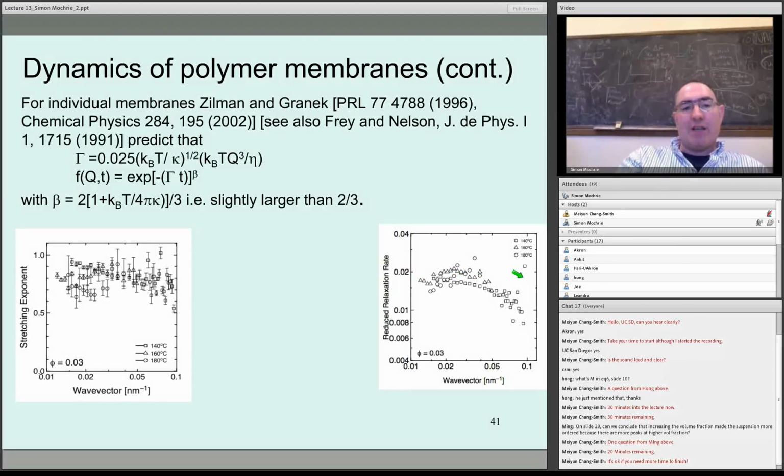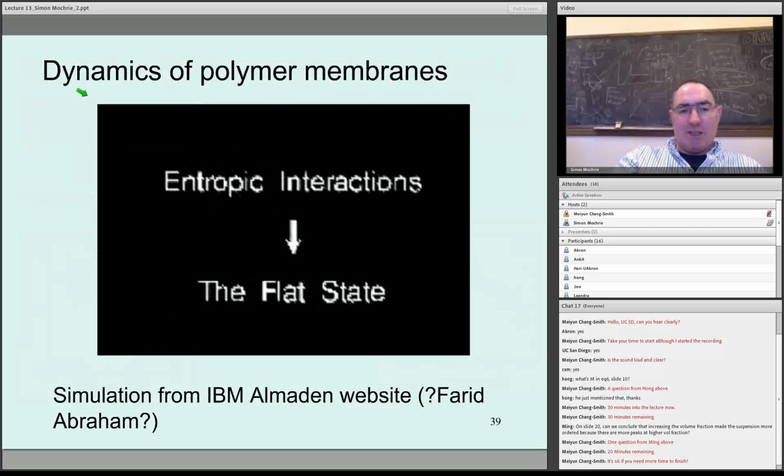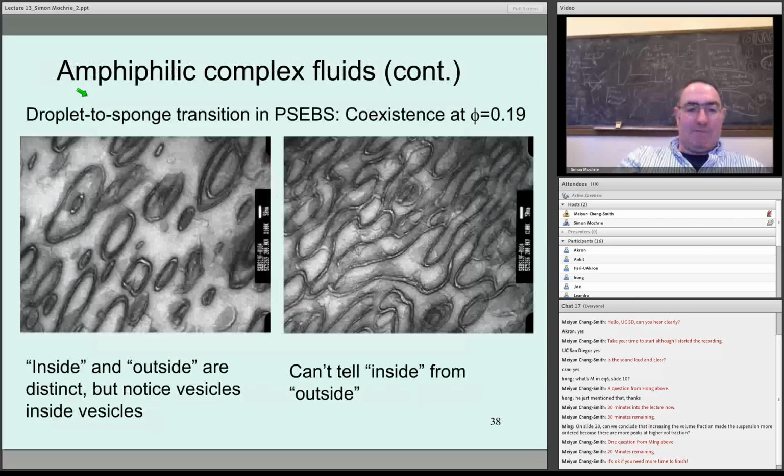Reduced relaxation time is the measured value of this thing divided by k_B T q cubed over eta, where eta is the viscosity of the polystyrene solution. And sort of amazingly, the prediction is 0.025, the measurement is 0.02. So it really seems like, in this case, we've been able to access these theoretical predictions for individual membranes in this rather messy system consisting of these vesicles.